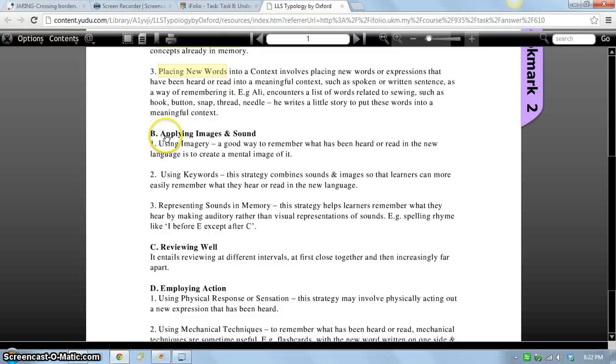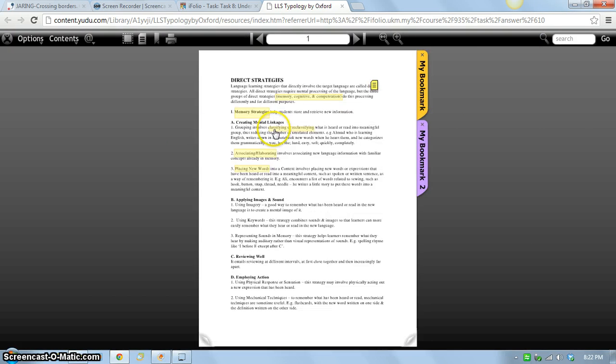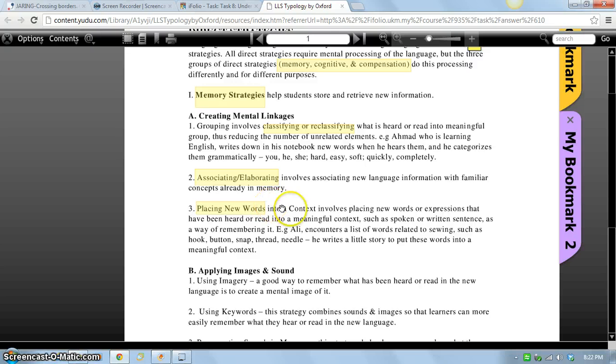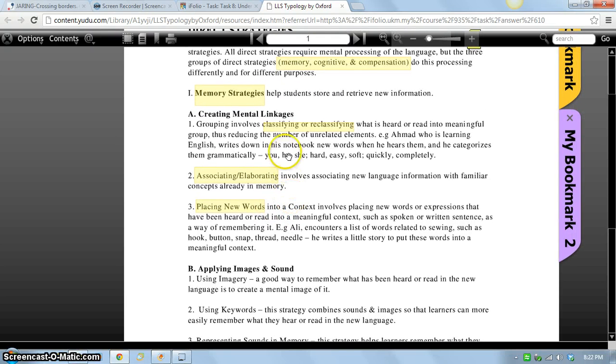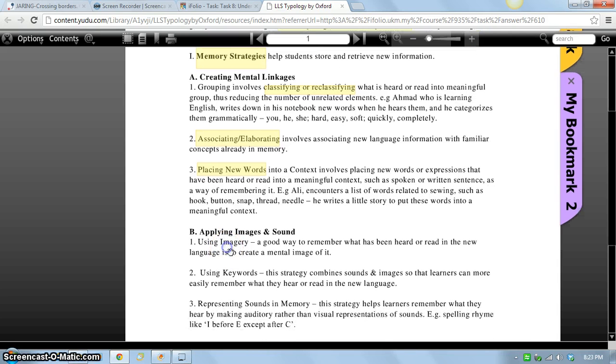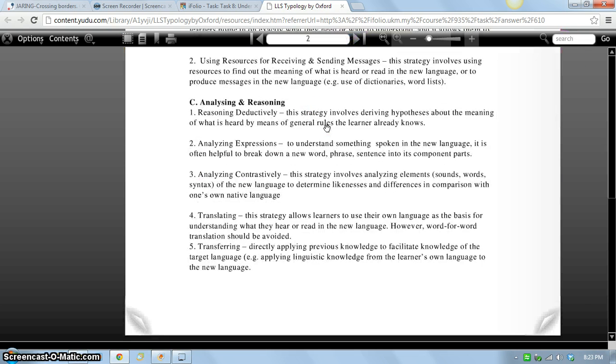The second one I didn't highlight because I think it is easy for me to understand. Compared to this one, which has a long sentence, so I have to make a keyword. I have to highlight the keyword, compared to applying images and sounds, where the sentence or the explanation is shorter, so I don't think I need to highlight that. Okay, the same goes to the next page.